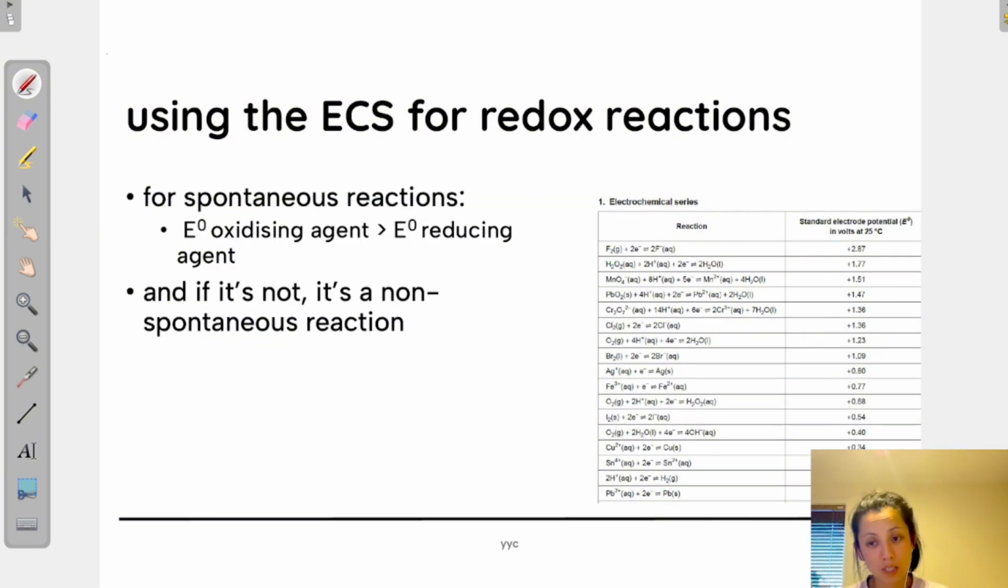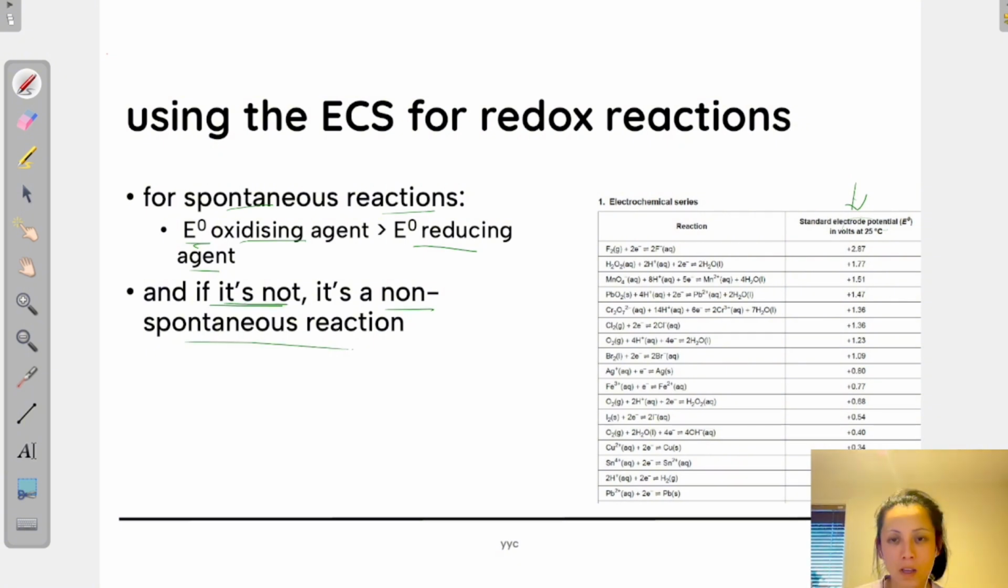Now, we can use the electrochemical series to figure out the spontaneous reactions. For a spontaneous reaction, the E0 value, so everything in this column here, of the oxidizing agent needs to be higher than the E0 value of the reducing agent. If that's not the case, it's a non-spontaneous reaction.